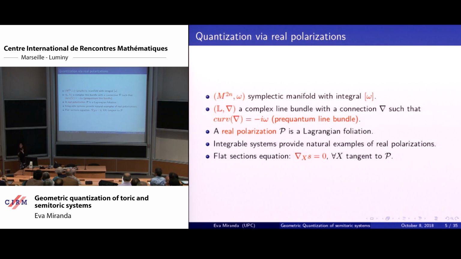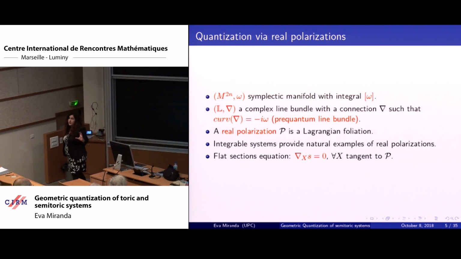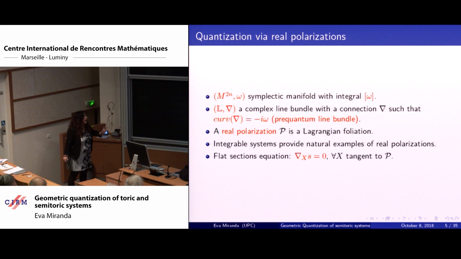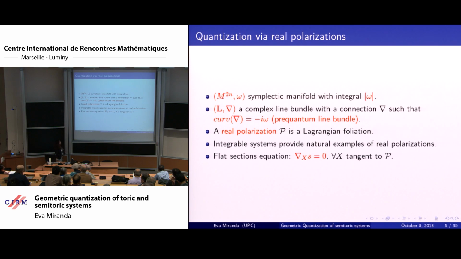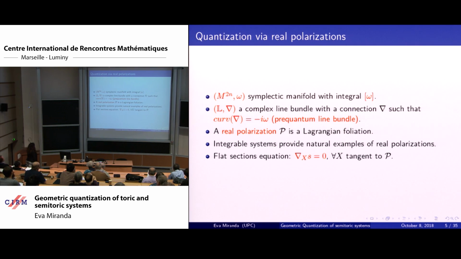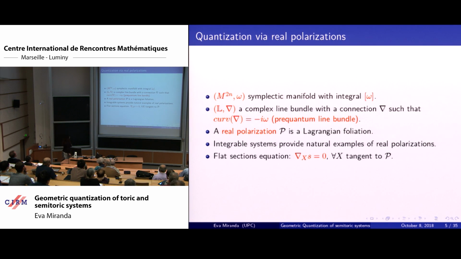So this is the starting point. I'm going to consider a symplectic manifold. Today I'm not going to consider Poisson manifolds. I'm going to consider a symplectic manifold with a symplectic form defining an integral class. And automatically, because the class is integral, I have a line bundle associated to it. So I take a complex line bundle with a compatible connection such that its curvature satisfies this equation here.